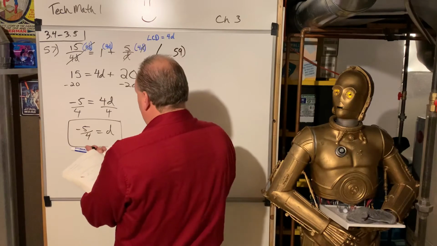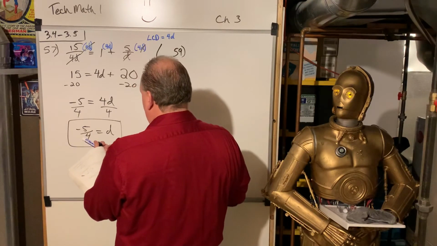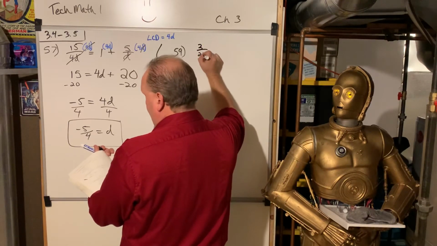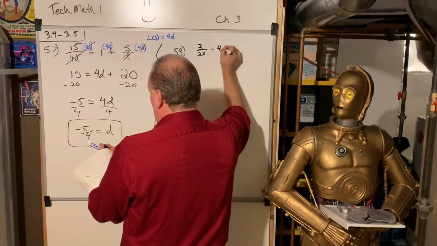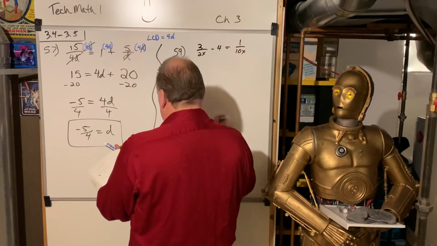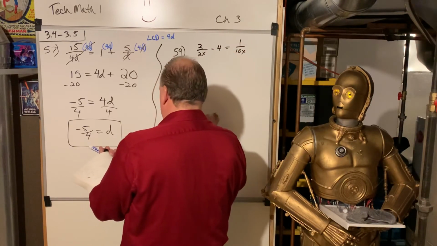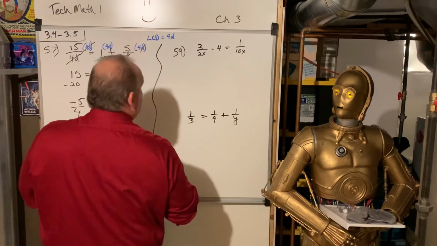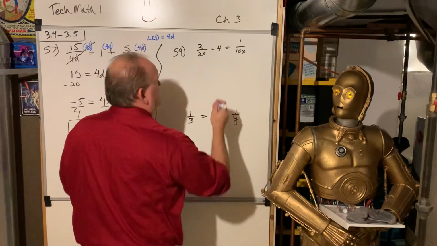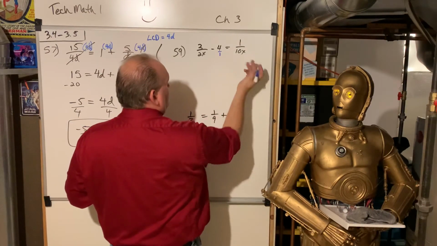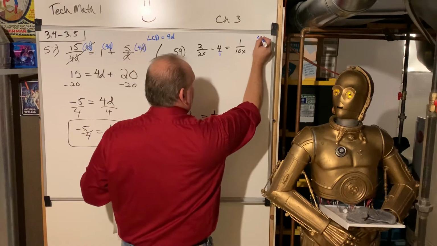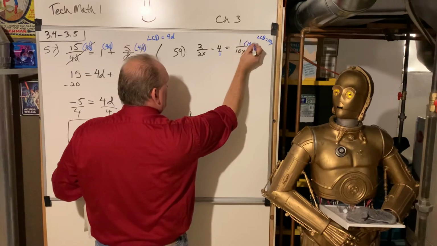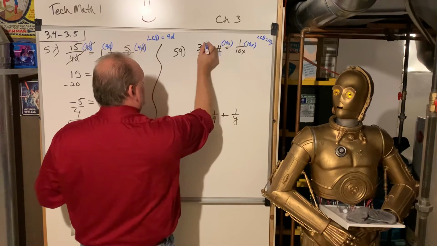number 59. Let's look at that. We've got, well, actually 2 problems. 3 over 2x minus 4 equals 1 over 10x. And then we got 1/3 equals 1/9 plus 1 over y. All right, so LCDs. We find the LCD between 2x and 1 and 10x. That would be 10x, actually. So I multiply this by 10x, I multiply this by 10x, and I multiply this by 10x.